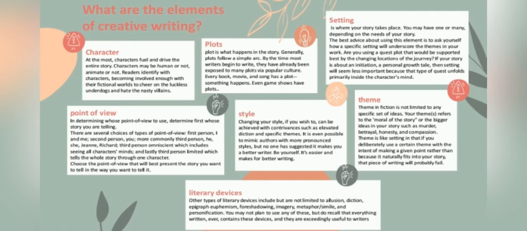Number 7. Literary devices. Other types of literary devices include but are not limited to allusion, diction, epigraph, foreshadowing, imagery, metaphor or simile, and personification. You may not plan to use any of these, but do recall that everything written ever contains these devices and they are exceedingly useful to writers.